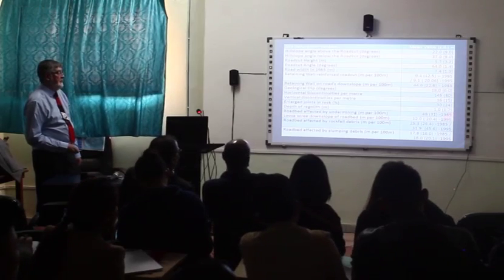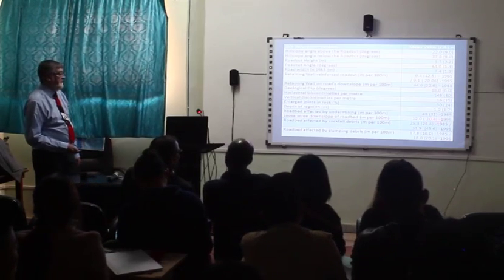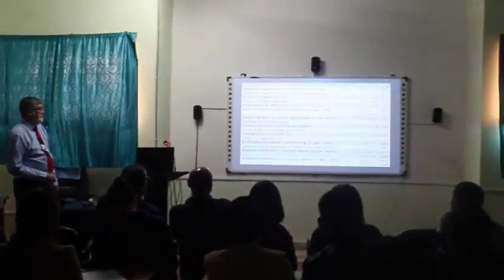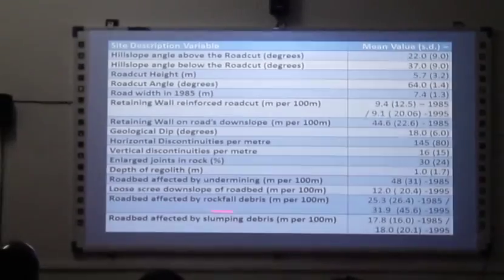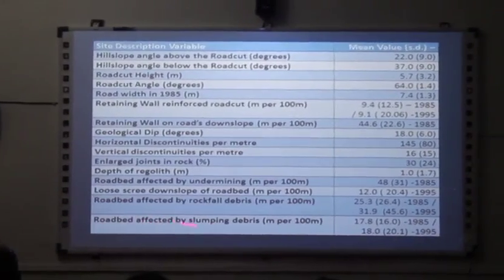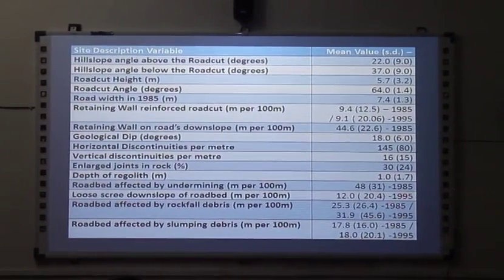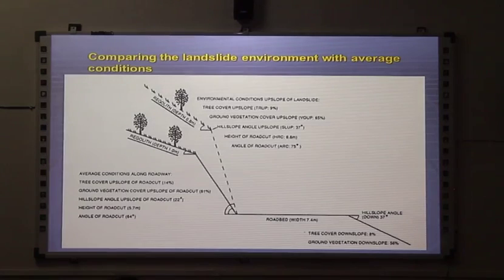Loose scree down on the road bed, we're looking at the broader environmental effects there. And we basically looked at two styles of failure, rockfall debris and slumping debris, and these are the amounts of the road, in metres per kilometre, affected by each. So there we have the basic little study results.